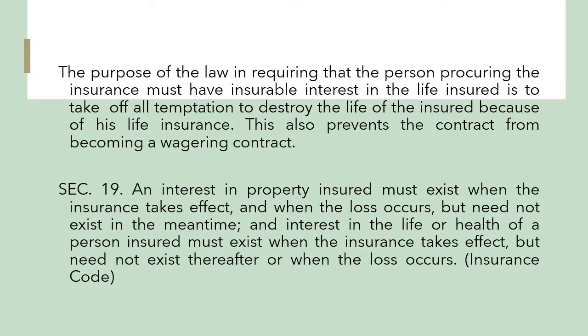The purpose of the law in requiring that the person procuring the insurance must have insurable interest in the life insured is to take off all temptation to destroy the life of the insured because of his life insurance. This also prevents the contract from becoming a wagering contract. Section 19 of the Insurance Code. An interest in property insured must exist when the insurance takes effect and when the loss occurs, but need not exist in the meantime. And the interest in life or health of a person insured must exist when the insurance takes effect, but need not exist thereafter or when the loss occurs.